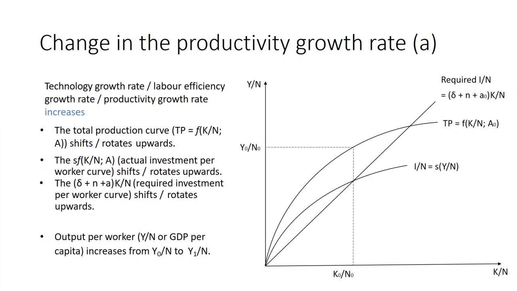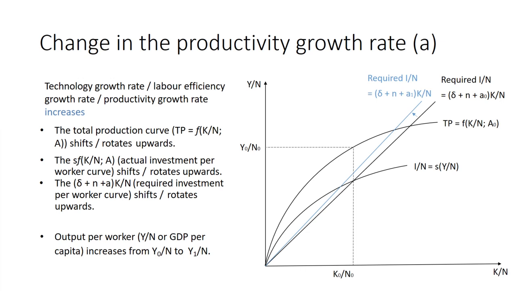So again, we start with an economy in equilibrium. As you can see from our diagram there, we have our total production function, our graphs for required investment and actual investment, as well as our steady state capital labor ratio and GDP per capita. Then we go and we change the technology growth rate. So we increase the technology growth rate, resulting in a couple of shifts, and I'm going to do each of these individually.